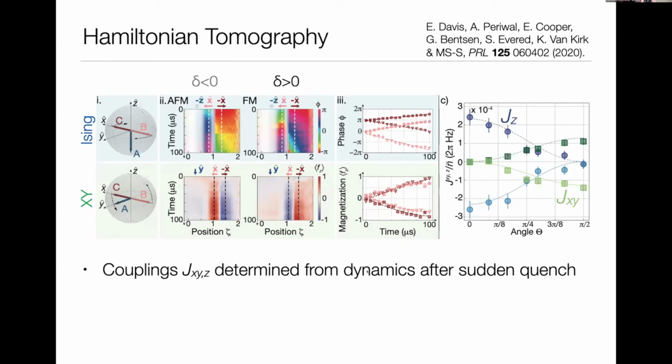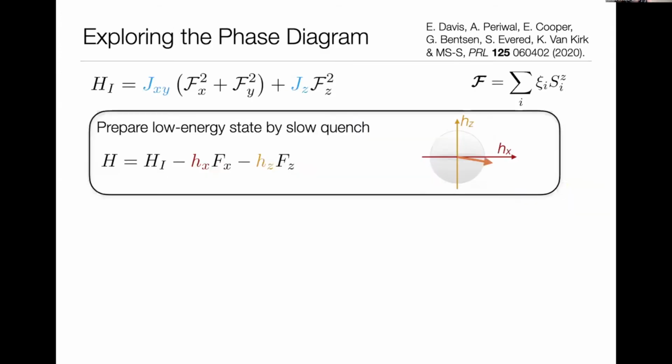But if you're coming more from a materials science background, you might be more used to thinking about what are the low energy states of a given Hamiltonian, right? What is the phase diagram? And so we thought, okay, let's cross check that we have this control by also adiabatically preparing low energy states for a given form of this Hamiltonian. So a way that we can do that is we start with a spin polarized state aligned with some effective magnetic field. And then we slowly turn on the interactions and see how the spins respond.